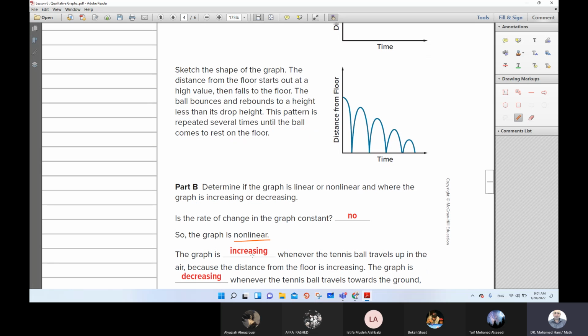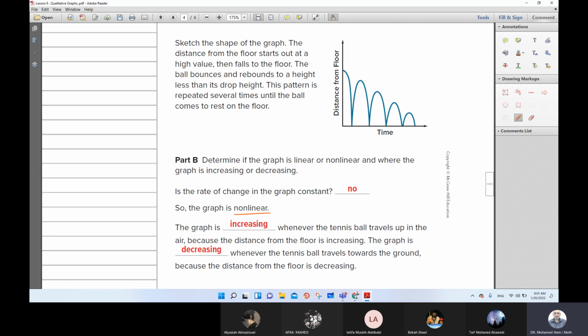The graph is increasing, as you see here, decreasing, increasing, decreasing, increasing, etc. Whenever the tennis ball travels up in the air, the graph is increasing because the distance from the floor is increasing. Whenever the tennis ball travels toward the ground, the graph is decreasing because the distance from the floor is decreasing.